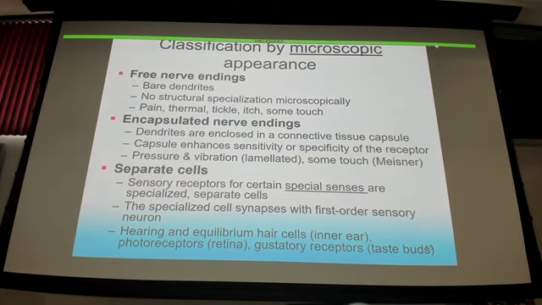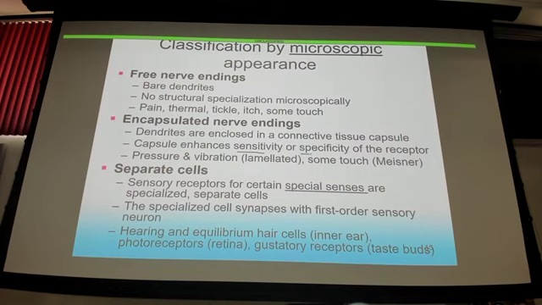If you have a free nerve ending out there picking up touch, itch, tickle, and you put a connective tissue capsule around it, like if I took a watermelon and put it around my hand, we would call it encapsulated. Encapsulated means a connective tissue capsule has surrounded the bare dendrites, and when it does that, it increases its sensitivity or specificity.